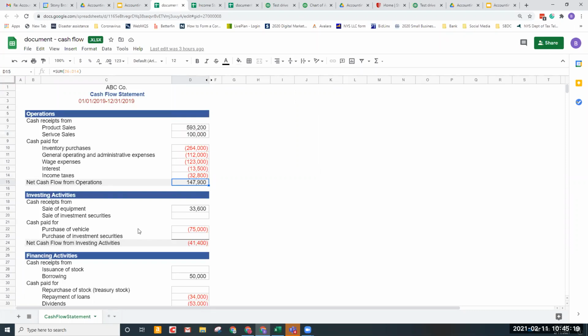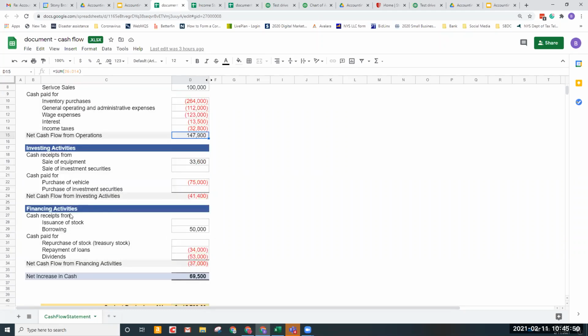From the investing activity area, we can see that the company sold old equipment, but also spent 75K on a vehicle for business use. So in total, these two activities cause a net flow of 41K. It's an outflow of cash from the company.